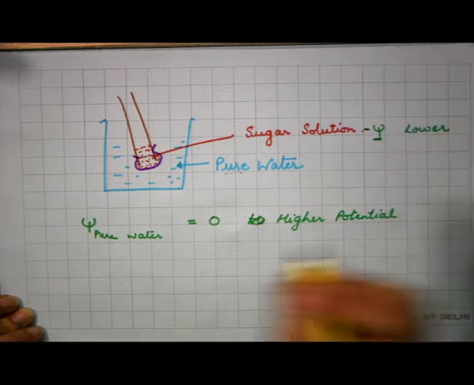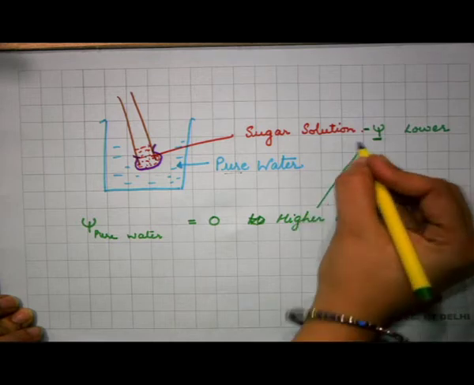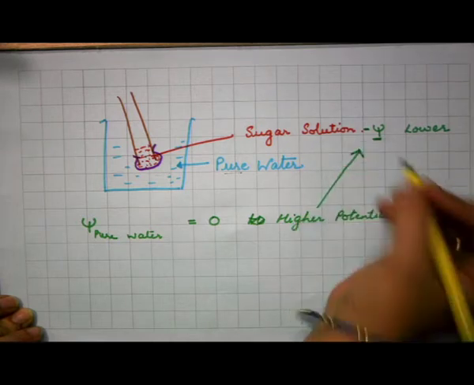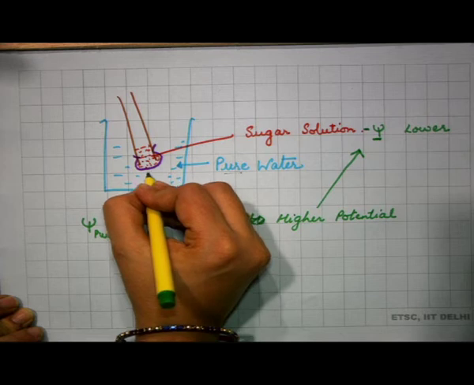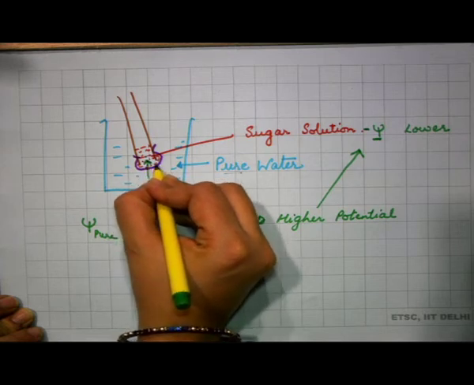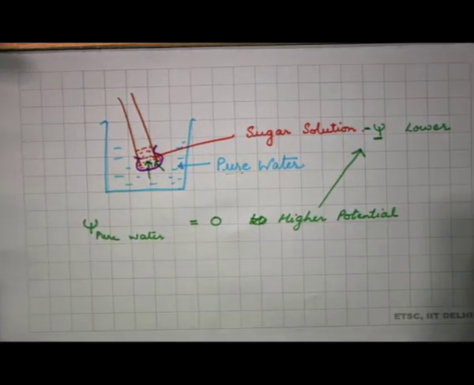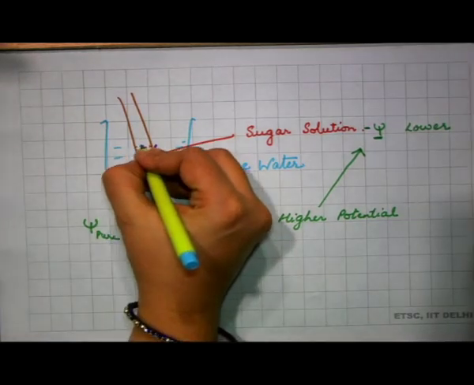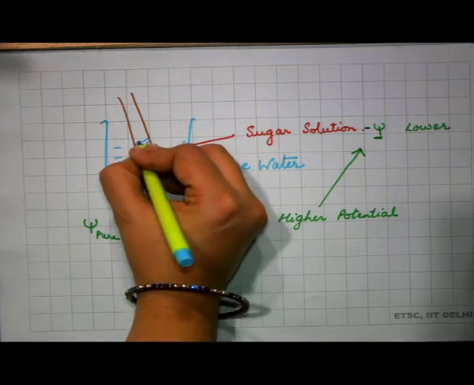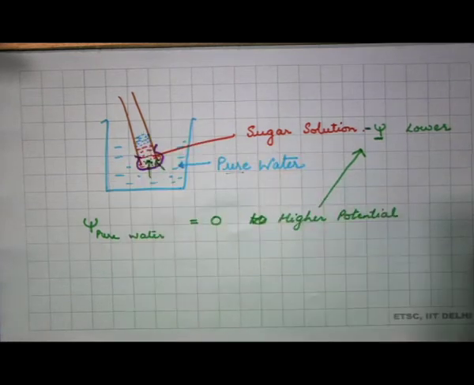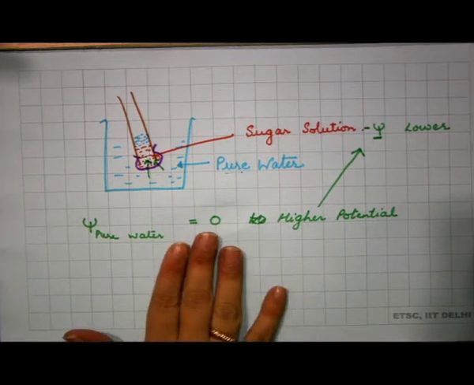We know that water moves from high potential to low potential. That is why the water entered this test tube here, and we could see that the level of water rose in this test tube. This is our thistle funnel experiment that we can perform in our class also.